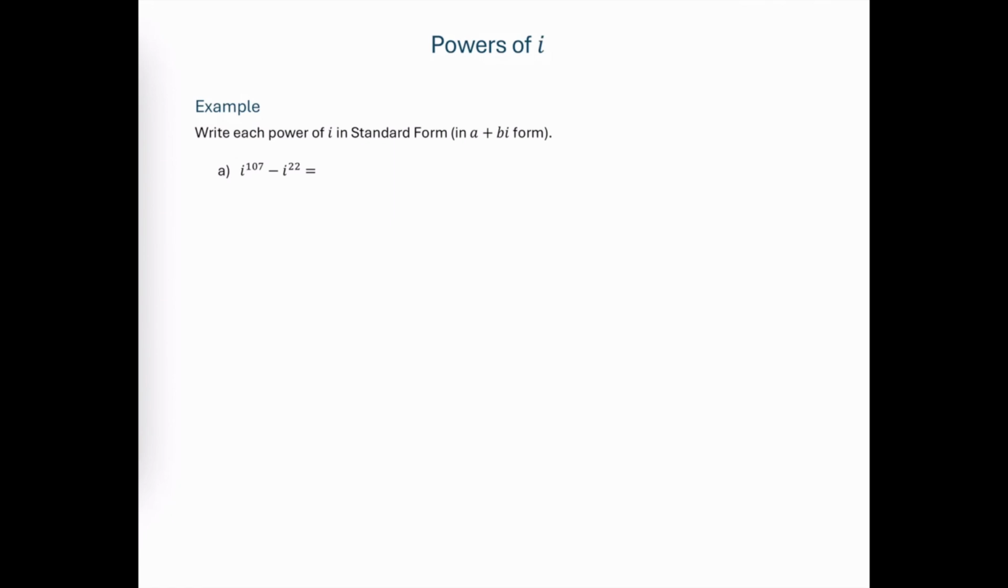Write each power of i in the standard form, and then we can perform the indicated operation. As a reminder, the standard form is a real number plus or minus a real number multiple of i. So the first thing that we'll do is look at i to the 107 and i to the 22 power individually, express these in standard form, and then subtract them.